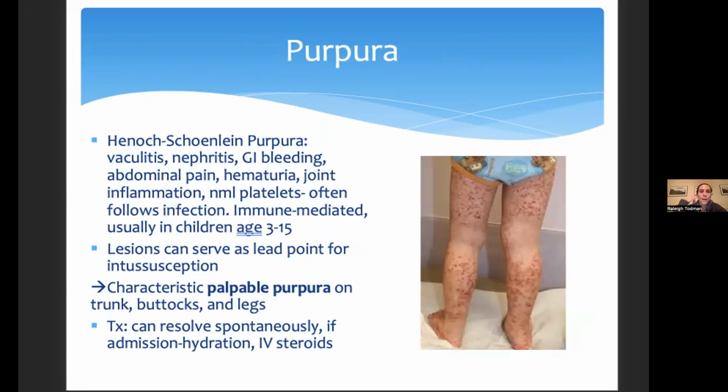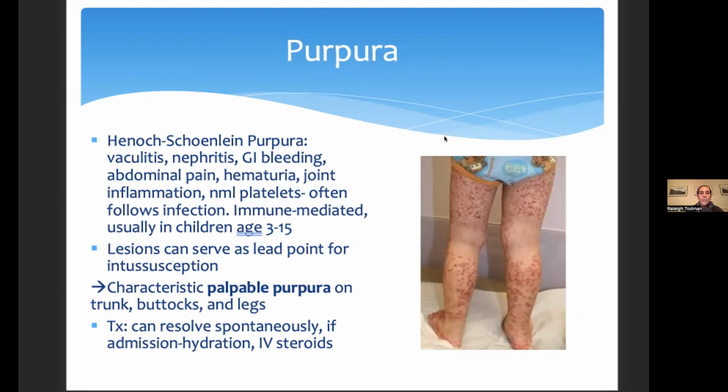Purpura. So purpura is, again, the non-blanching rash that's extravasated blood. Classically Henoch-Schonlein purpura, which I think no one calls it that anymore, probably. I think it's called immunoglobulin A vasculitis. This is a syndrome associated with vasculitis associated with nephritis, GI bleeding, abdominal pain, hematuria, some joint inflammation, and this is often after an infection, and the age range is between 3 and 15.